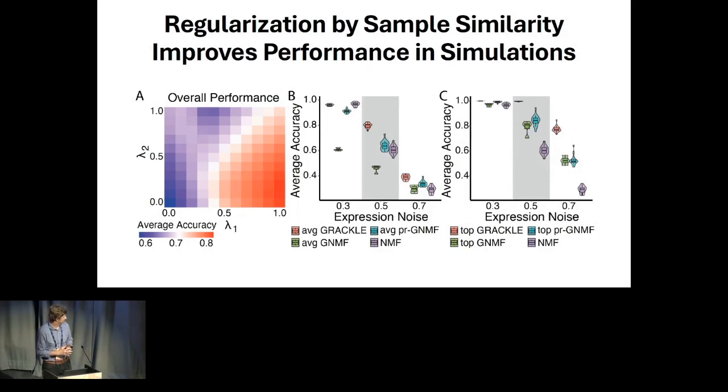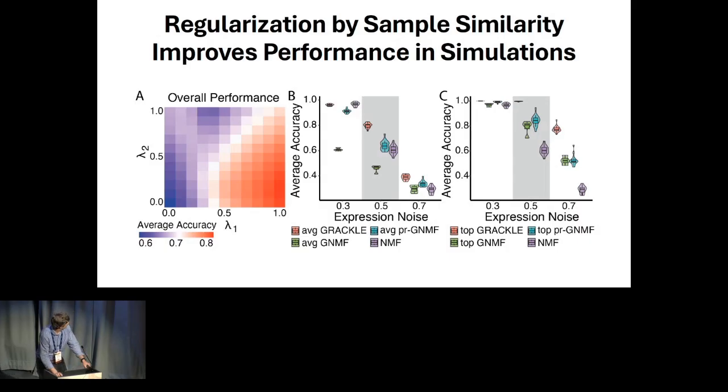And then we also used another one that we're calling prior GNMF, and that is where we do use a prior knowledge graph for the regularization, but we don't apply the sample similarity regularization at the same time. And so overall, we observed that applying any sort of this graph regularization on average improves the model. And then if we optimize each of these algorithms for the top performing model, we see that GRACKLE starts to distinguish itself as you increase the amount of background gene expression noise in the data.